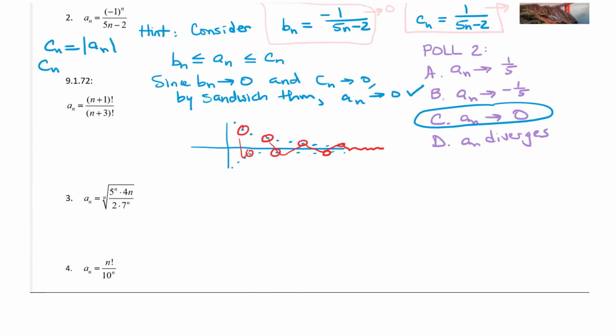So since the C sub n's go to 0, that means that the A sub n's go to 0 as well. So that would be another way to think about it.